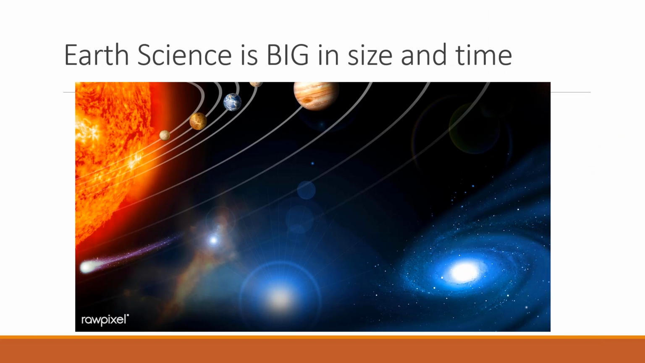Earth science is very big in both size and time. So if we think about it, the planet, Earth, it's big compared to us. Our planet's actually pretty small when you think about it in the solar system. It's tiny compared to the gas giants like Jupiter, but it's minuscule compared to the sun, which is our star. Our star is actually a mid-range star compared to other stars in the universe. Our solar system is within a galaxy. Our galaxy is within the universe. So Earth science takes into account a lot of space, but also a lot of time.